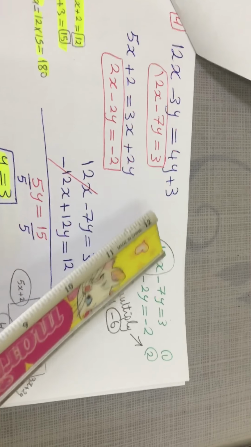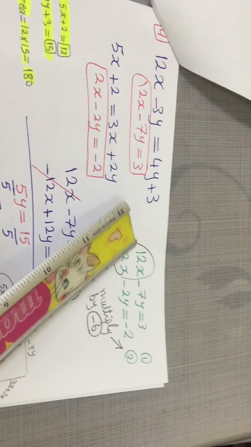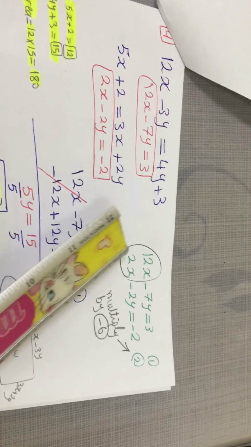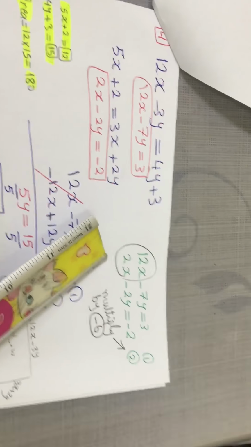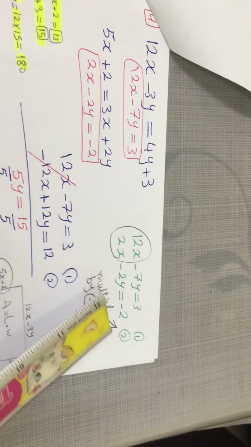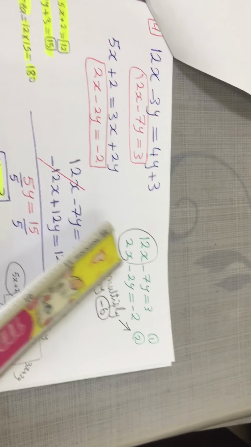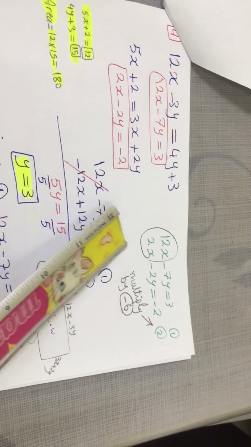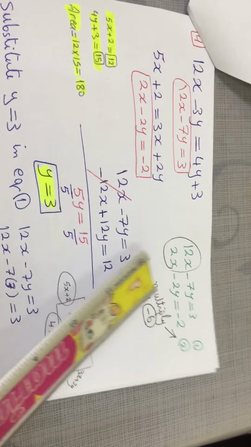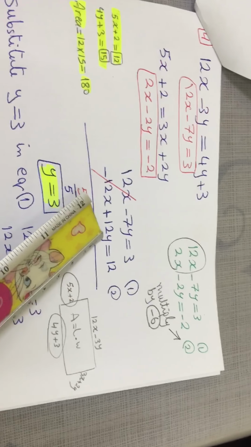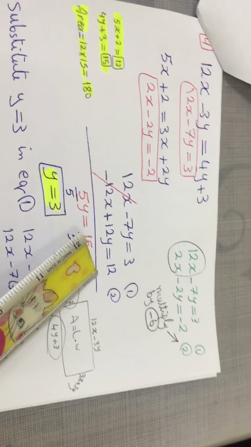Now I have 12x, I'll keep it. And here 2x, I want to make it 12 with the opposite sign. So I'll multiply it by negative 6 to make it negative 12x. But you have to multiply the whole equation. Now I multiply the second equation by negative 6. The first equation, keep it the same. The second: negative 6 times 2x equals negative 12x. Negative 6 times negative 2y equals positive 12y. Negative 2 times negative 6 equals 12.